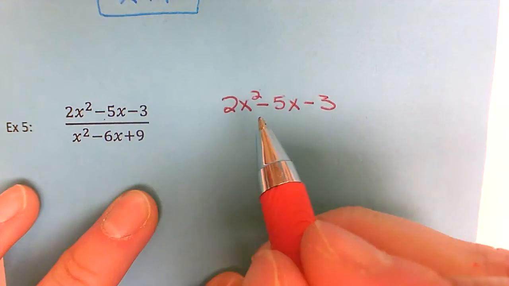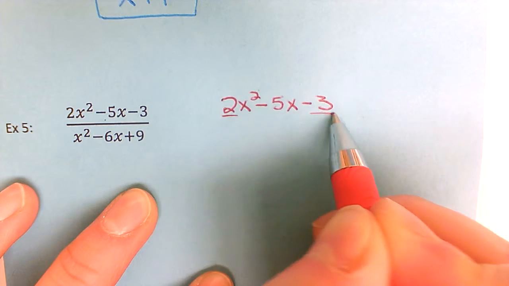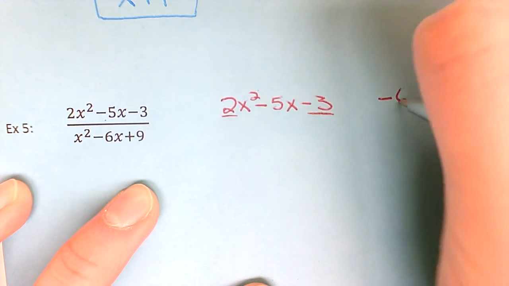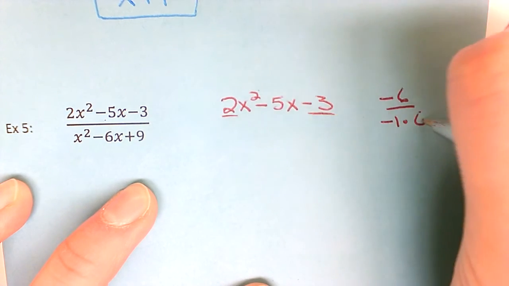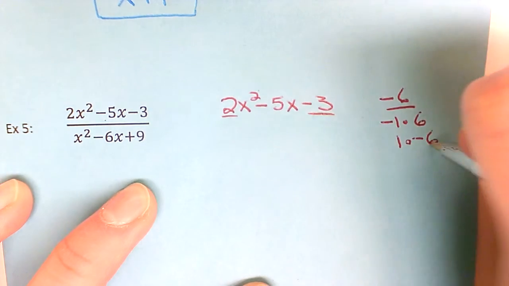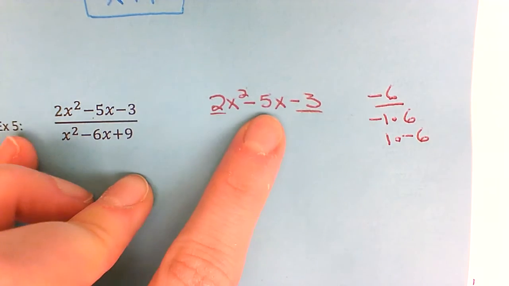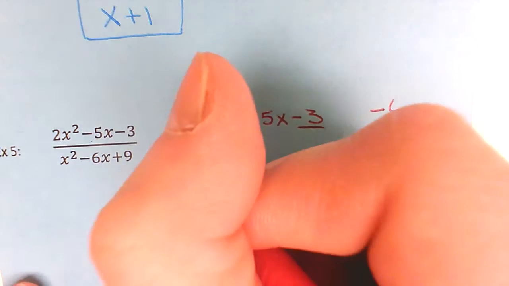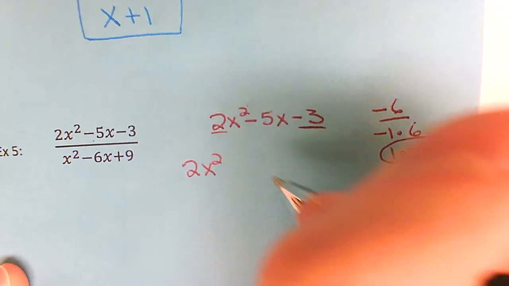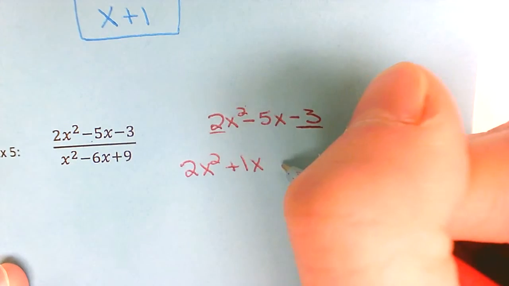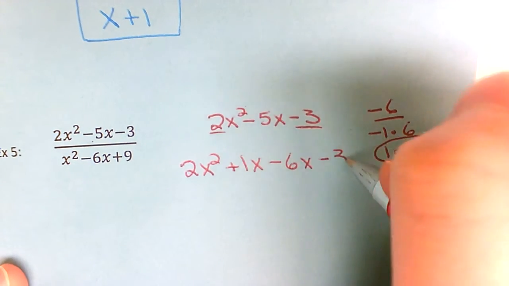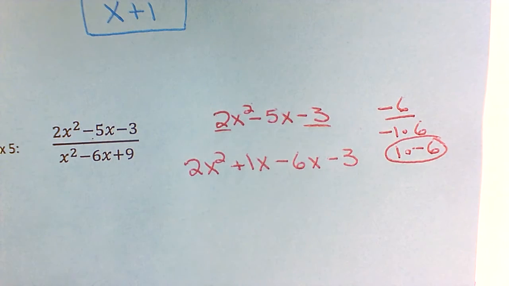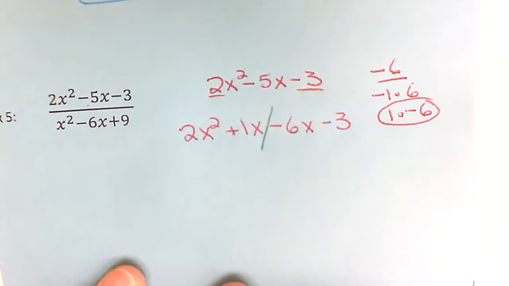Remember, this is the method where you're going to say, okay, I'm going to take the first number times the last number, and that gives me negative 6. So it could be negative 1 times 6, 1 times a negative 6, and it could also be 2 and 3, but I'm going to stop right there because 1 minus 6 gives me a negative 5, or 1 plus a negative 6. So now I'm going to rewrite that problem as 2x squared plus 1x minus 6x minus 3. I've turned that problem into a factor by grouping problem, so now let's break it apart.